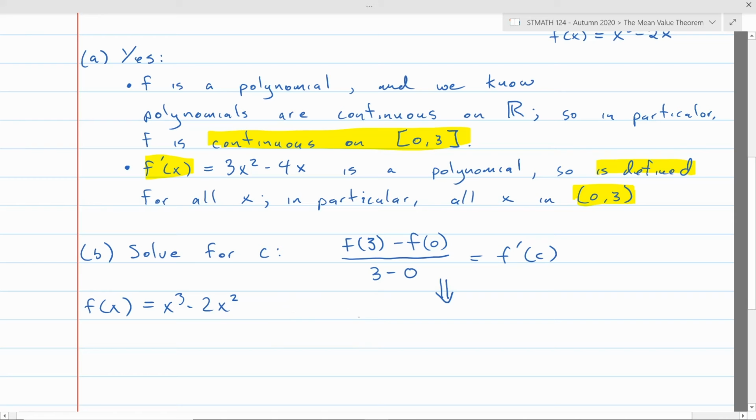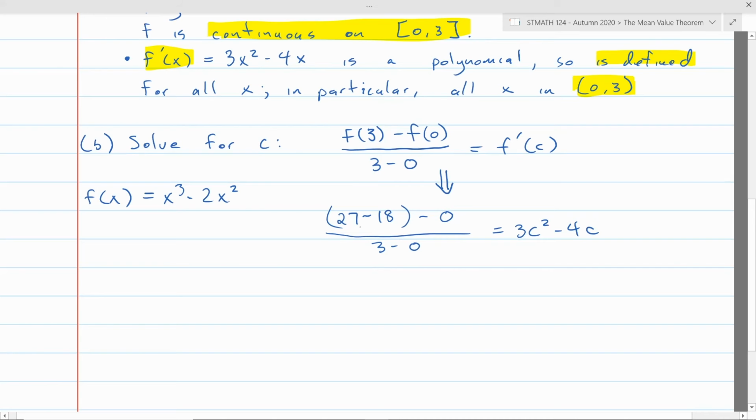So the equation becomes, let's see, f of 3 would be 27 minus 2 times 9, which is 18, minus f of 0, which is 0, over 3 minus 0. And we calculated f prime above, so f prime of c would be 3c squared minus 4c. On the left-hand side, 27 minus 18 is 9, divided by 3, so that collapses down to 3. And we've got 3c squared minus 4c. So I'm going to write that as 3c squared minus 4c minus 3 equals 0.